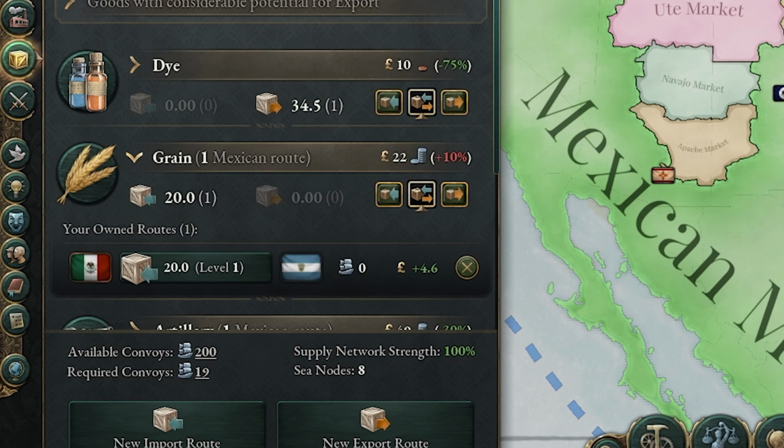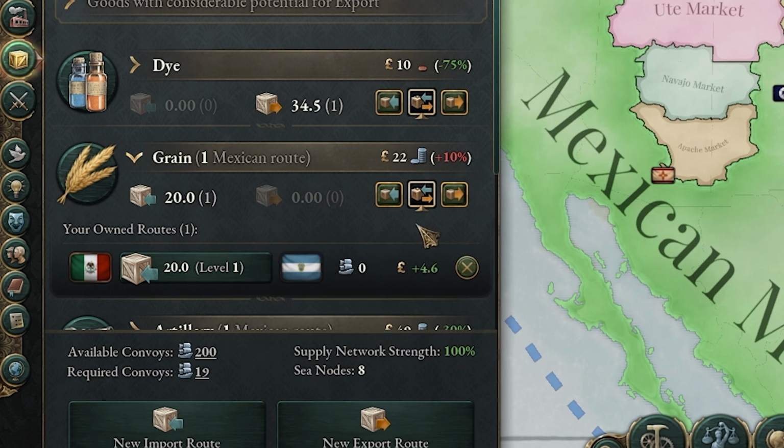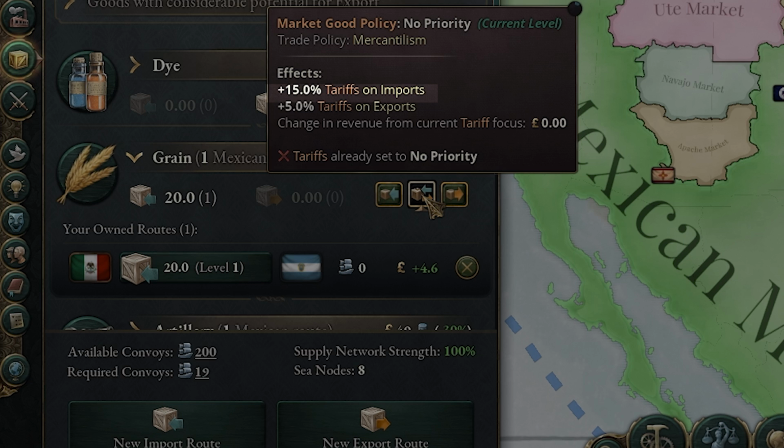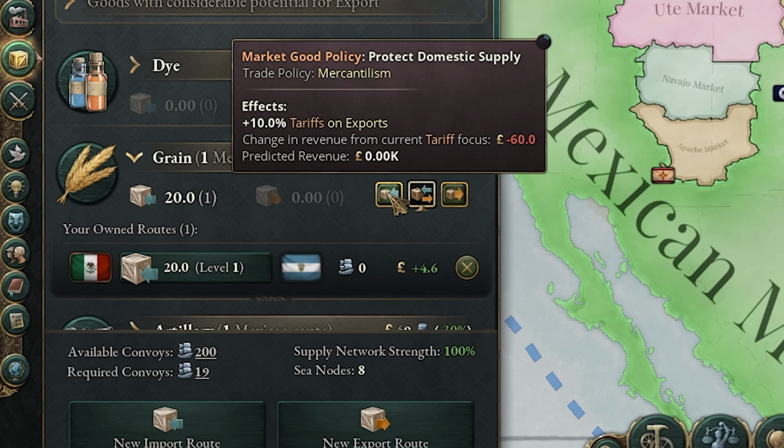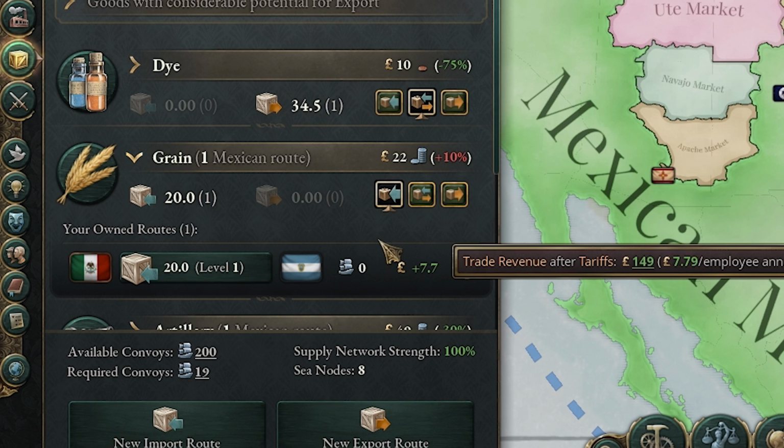One thing you can do with your trade routes, if you're importing them, is try to get the level up to level 2. That way there's a potential of more of the product being traded. So what we could do is actually reduce the import tariffs. Right now it's at 15%. What we can do is reduce it to 0%. So this gives more incentive for it to happen.